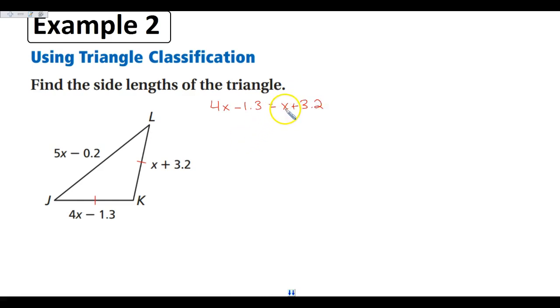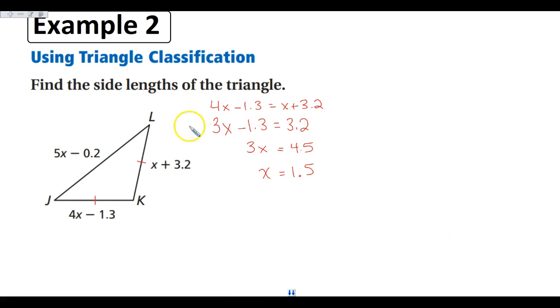All right, so I'm going to, from here, subtract x from both sides. So this is going to give me 3x minus 1.3 is equal to 3.2. All right, the next thing is I'm going to add this 1.3 to both sides. So I'm going to get 3x is equal to 4.5. And then from here, we can divide both sides by 3. So I get that 4.5 divided by 3 is 1.5.